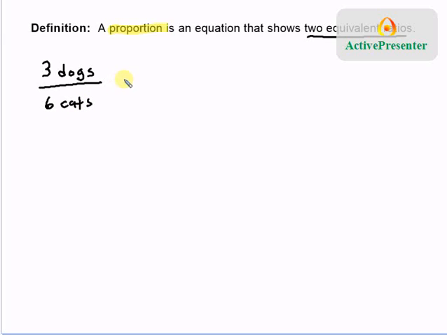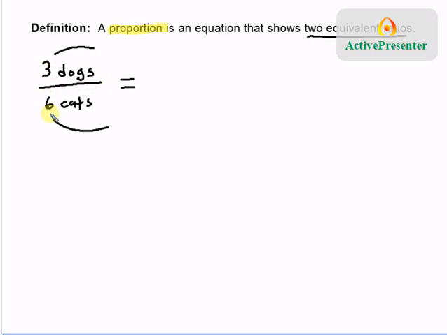Now a proportion is an equation that shows two equivalent ratios. An equation, of course, uses an equal sign, so we'll need to say 3 dogs to 6 cats is equal to something. And that's where we talk about our equivalent ratios. Equivalent ratios are exactly like equivalent fractions. So we want to find an equivalent fraction. We simply multiply the top and the bottom by the same number, or we can divide the top and the bottom by the same number.